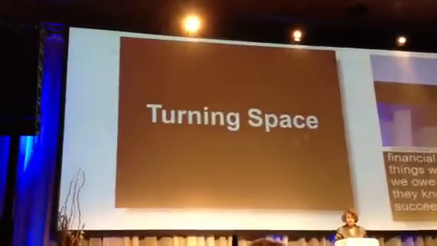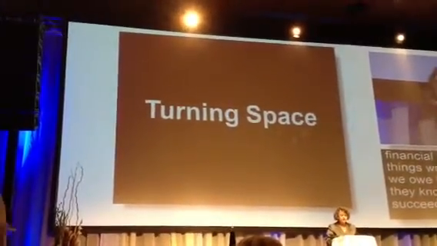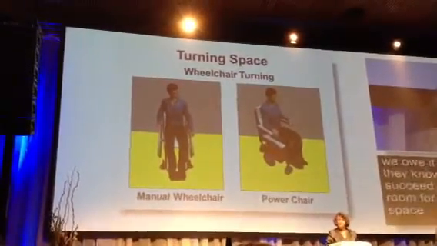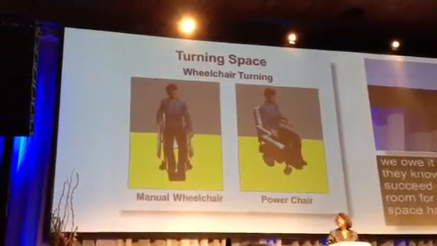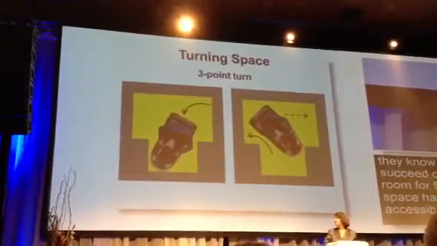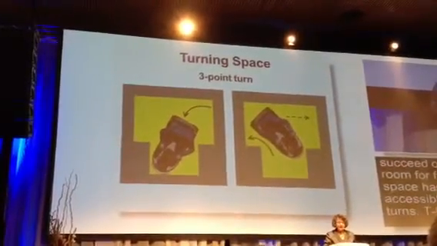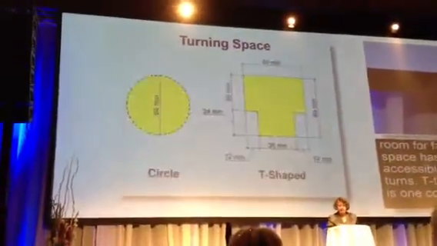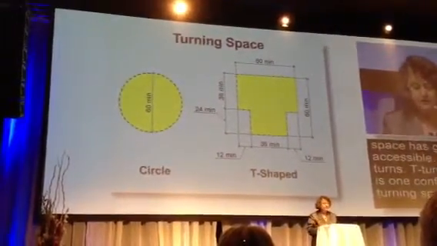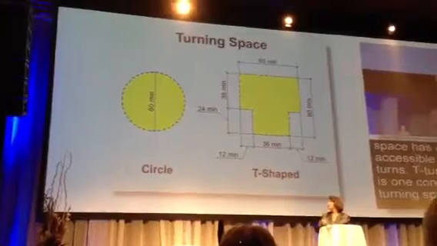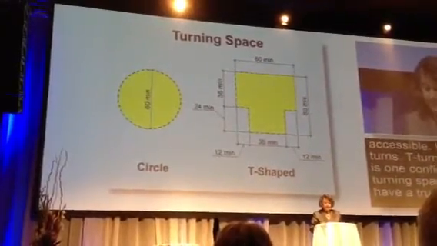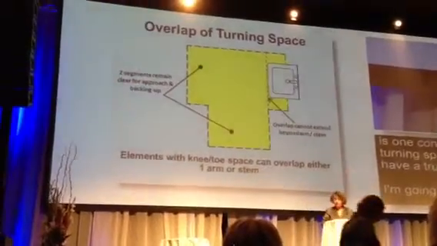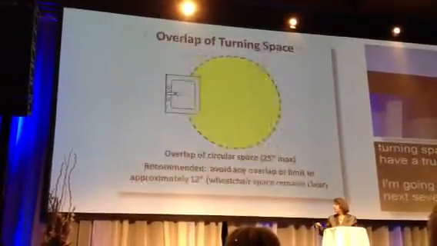Very quickly, turning space. Turning space has got to be accessible. We show T-turns. And so this is one configuration of turning space. Or you may, in fact, have a turning circle.